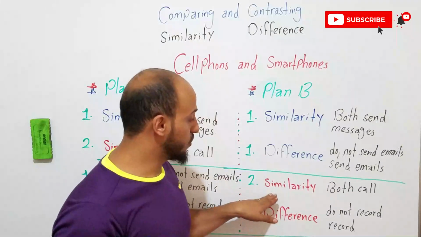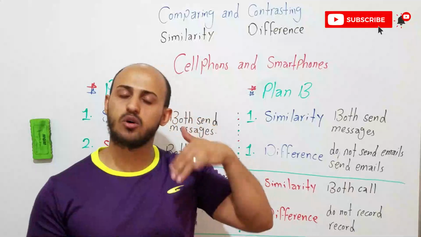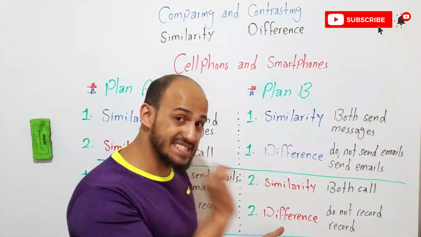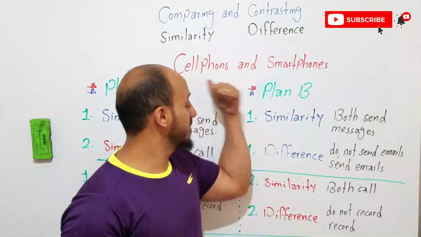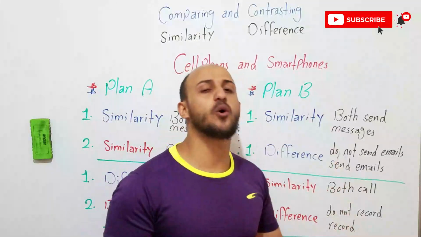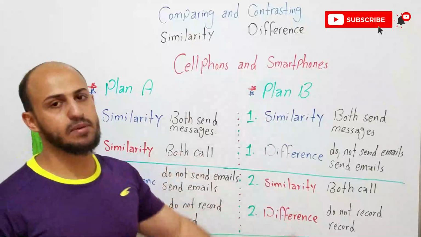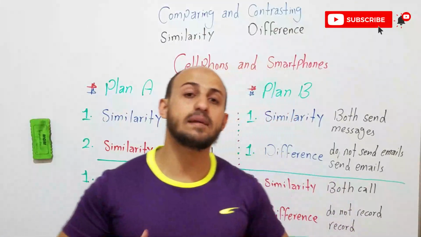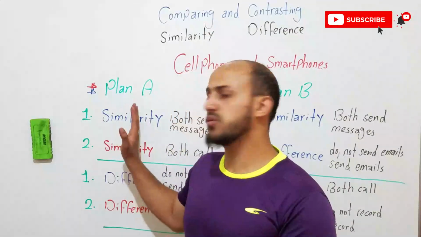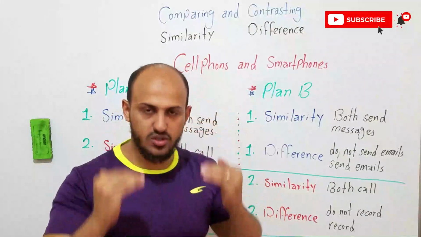Alright? Good. So number 2, you say similarity. You'll say both can call people and talk to them and have a conversation with them. Alright? The difference, the same point. What is it? Cell phones don't record, however, smartphones record. That's all about plan A, plan B. Believe it or not, guys, if you are a beginner, if you just start writing paragraphs, don't follow this. No, follow this one. It is easier and you can order your thoughts.